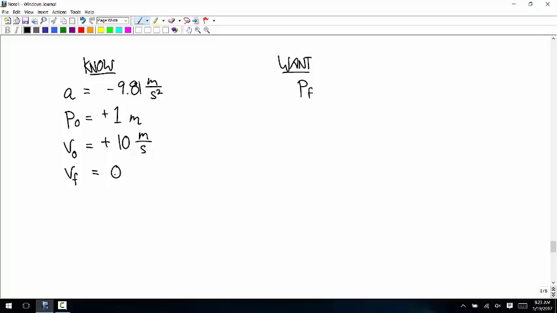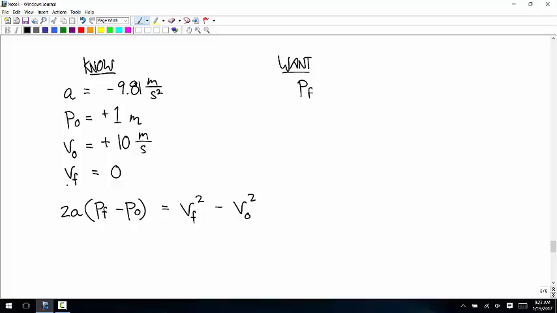And now what we'd like ideally is one equation that has Pf in it, and everything else in it comes from this list of stuff we know. Because with one equation, you can only solve for one variable. So of those 3 constant acceleration equations, are there any that work with this? It looks like this one will work: 2a times quantity Pf minus P0 is equal to Vf squared minus V0 squared.